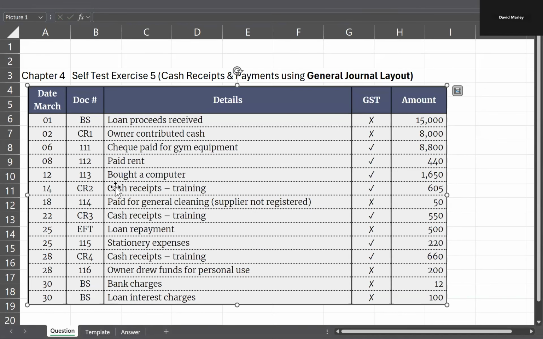This person probably doesn't need to register at this point if they've just started their business. The threshold for registration is $75,000 a year. So as soon as you expect to be earning that, that's when you register.